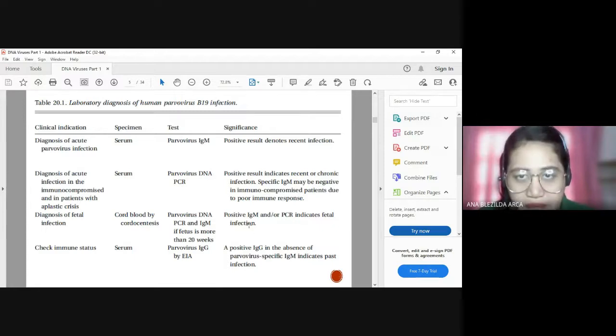If the baby or the fetus is positive for the IgM and positive for the PCR, it means that the fetus has an infection of the parvovirus. Now, how can you tell if they have recovered? When they have recovered, they become positive for IgG. So, positive IgG in the absence of IgM indicates past infection. Okay? So, this is how you diagnose the Parvovirus B19 infection.